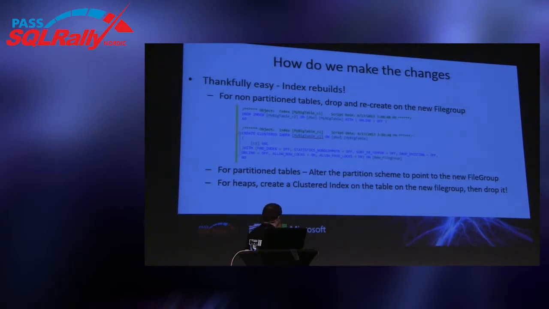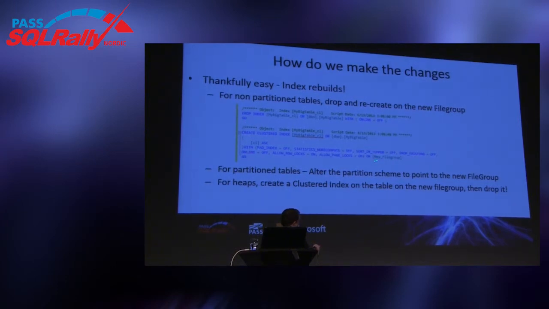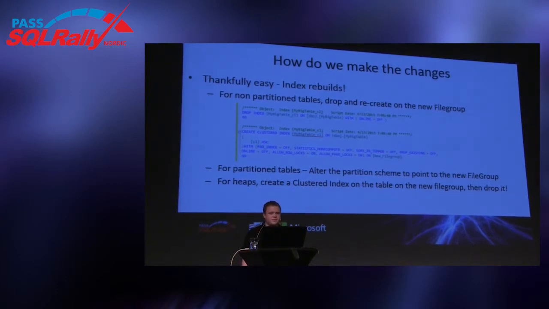For non-partition tables, you just drop your clustered index and recreate it on the new file group. It's a little blurry there, but if you script it out as a drop and create, this is the bit you need to change. Whatever you've named your file group, just create it on that. If it's a partition table, alter your partition scheme to point to your new file groups, depending on where you want the splits to go.